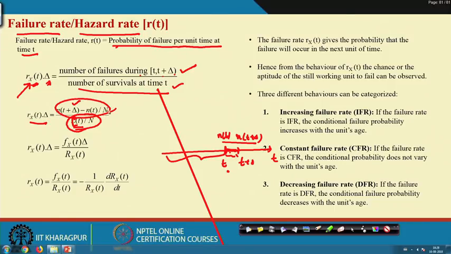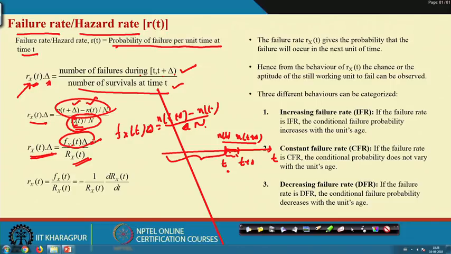Then what happened? n(t + delta) by n(t), if you multiply by delta, that will become f_X(t) into delta by r_X(t). So, r_X(t) into delta, because what is f_X(t)? f_X(t) is n(t + delta) minus n(t) by delta into n. What is this quantity? n(t + delta) minus n(t) by n. So, this is nothing but, then this delta will come here. So, that is what you are writing here.